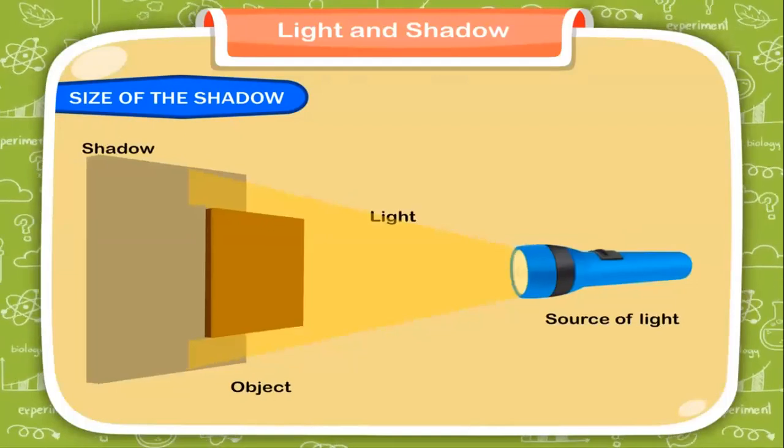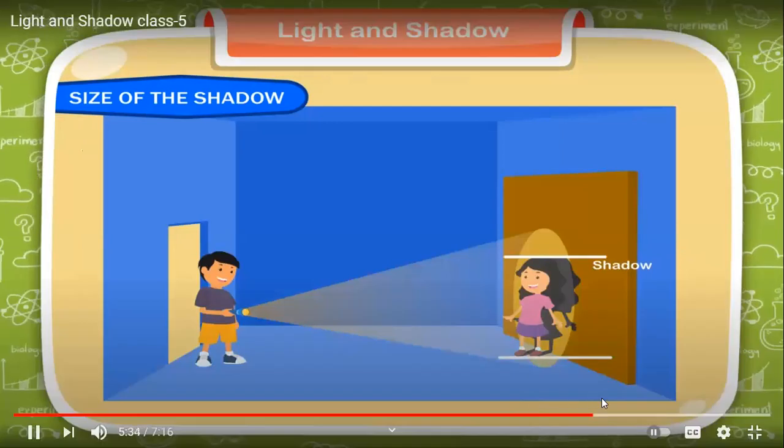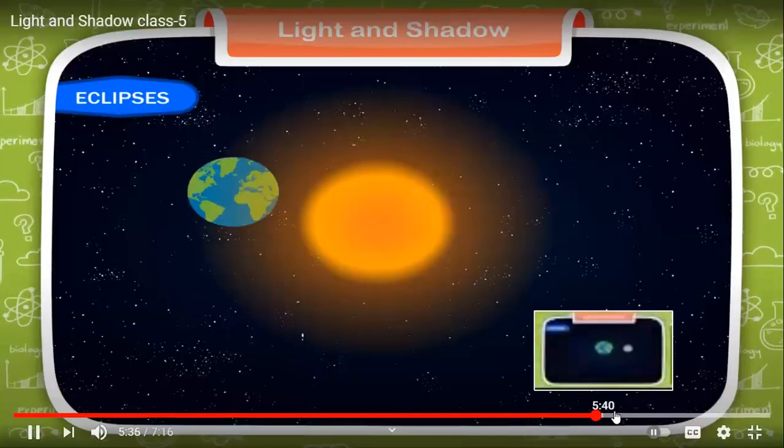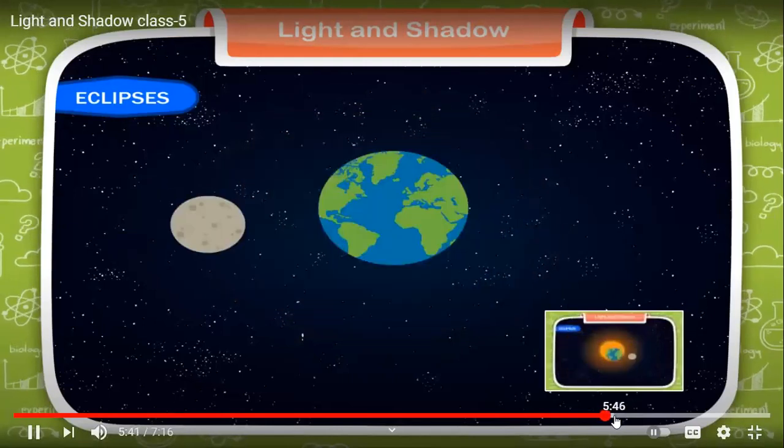Hence, we conclude that a shadow forms only when there are a source of light, an opaque body, and a screen. Eclipses. We know that the earth revolves around the sun and the moon revolves around the earth.